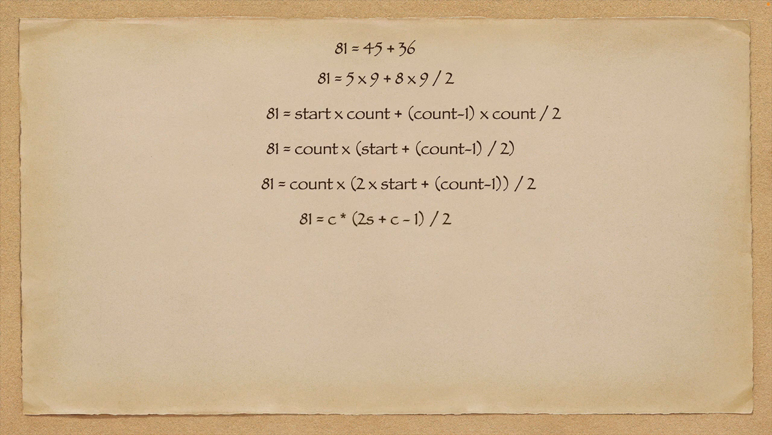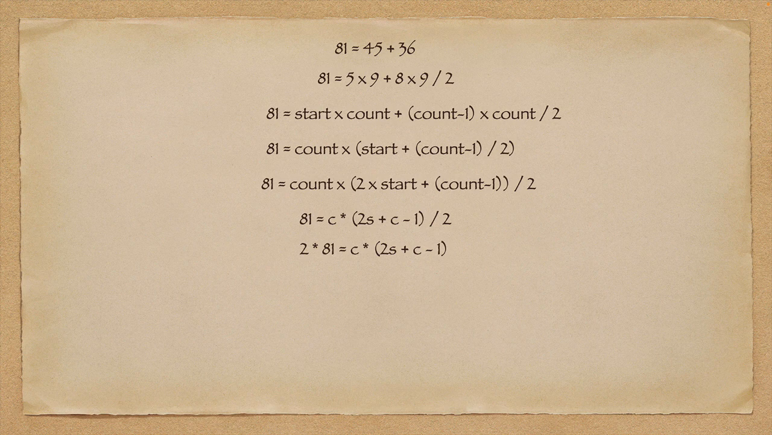So instead of writing count and start each time, I'm going to call count C and start S. So now you can basically look at this whole thing as C times 2S plus C minus 1 divided by 2 is 81. Or in other words, 2 times 81 is going to be C times 2S plus C minus 1.